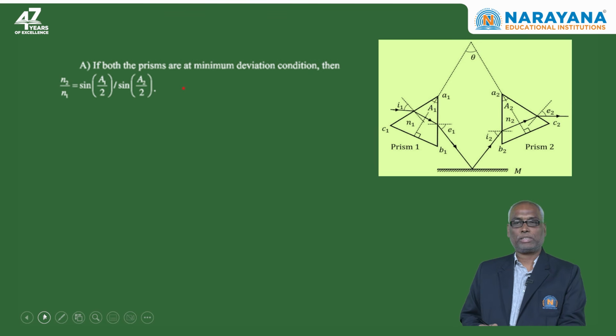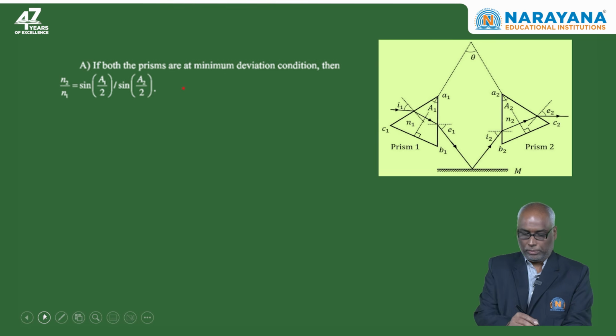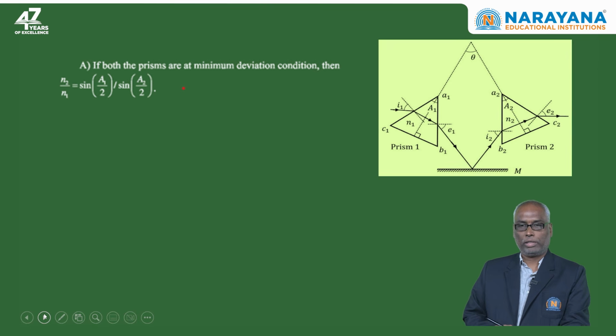If both the prisms are in minimum deviation condition, then they are asking what is the relation between the refractive indices of the two prisms and the angles of the prisms. So, at minimum deviation condition, we know that the angle of incidence and angle of emergence are equal, and the angle of refraction inside will be equal to half the angle of the prism. So, if I imagine that the angles of the prisms are A1 and A2.